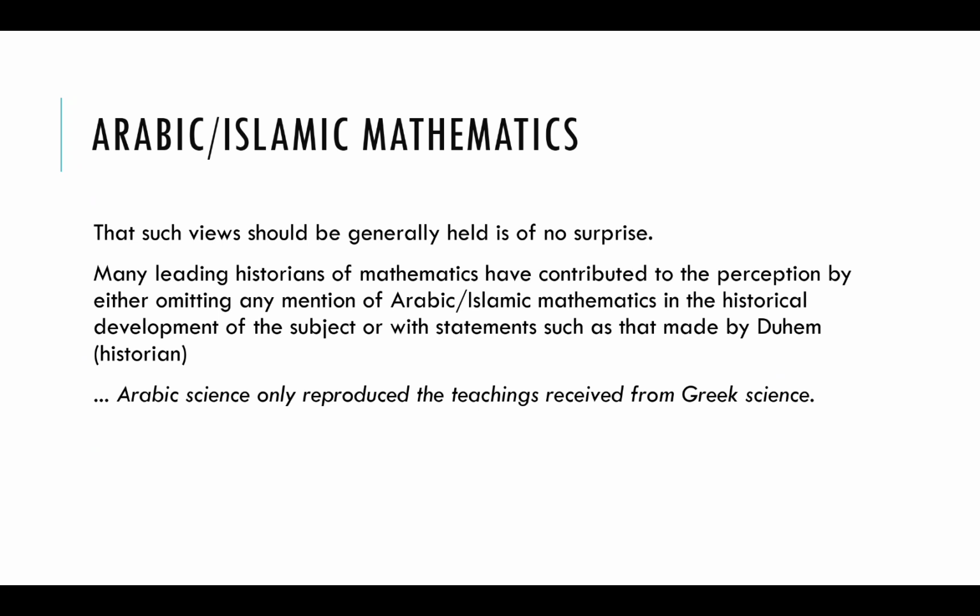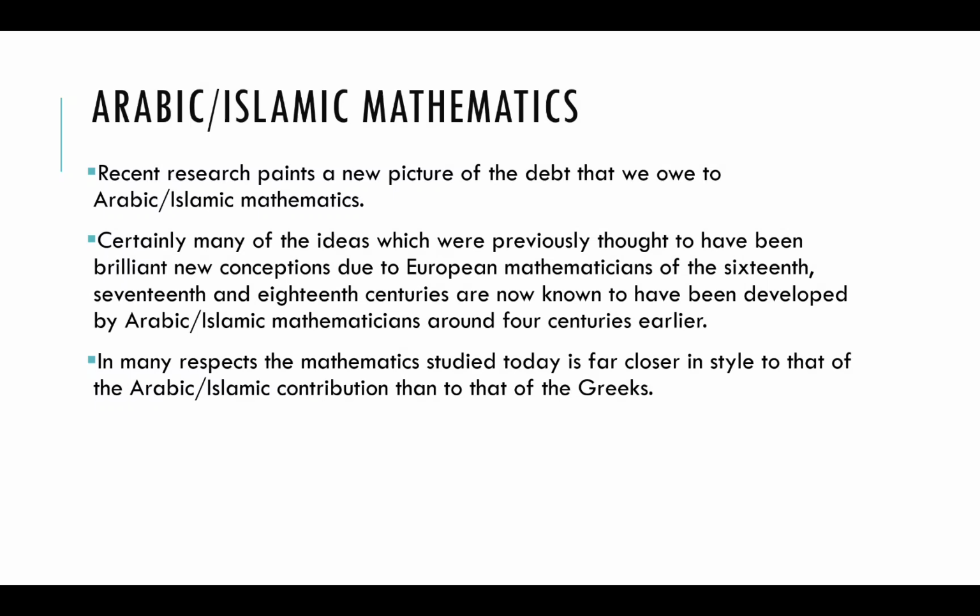That such views should be generally held is of no surprise. Many leading historians of mathematics have contributed to the perception by either omitting any mention of Arabic Islamic mathematics in the historical development of the subject, or with statements such as that made by Duhem, a historian: Arabic science only reproduced the teachings received from Greek science. Recent research paints a new picture of the debt that we owe to Arab Islamic mathematicians. And by recent, I mean in the last 50 years, okay? Because history's funny. We will discover stuff, and it'll take a long time for that stuff to be written into papers and published.